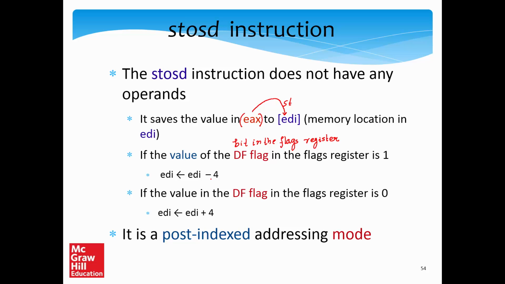Think of it as a post-indexed addressing mode, where we do a store to memory, the address being in EDI and the source of the data being in EAX. After doing that, we either decrement EDI by 4 or increment it by 4. Why 4? Because 4 means 4 bytes and we are considering a 32-bit instruction set. Whether we subtract 4 or add 4 depends on the value of the DF flag.